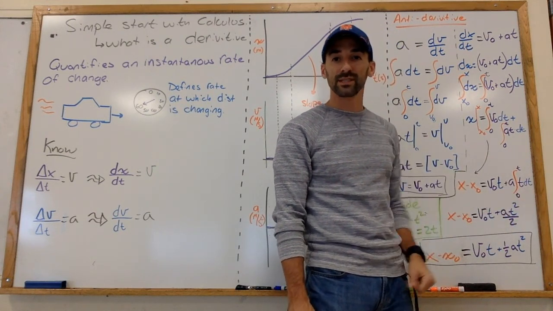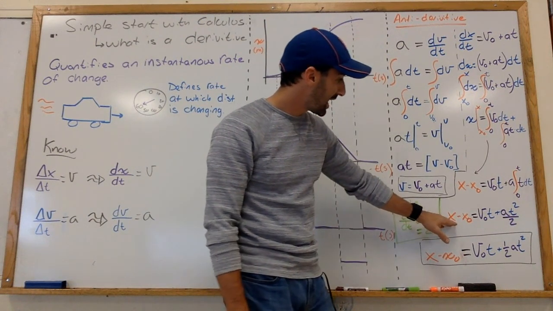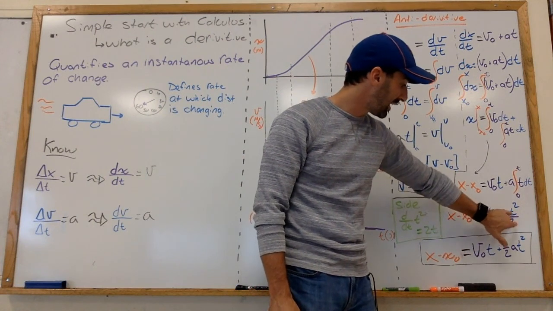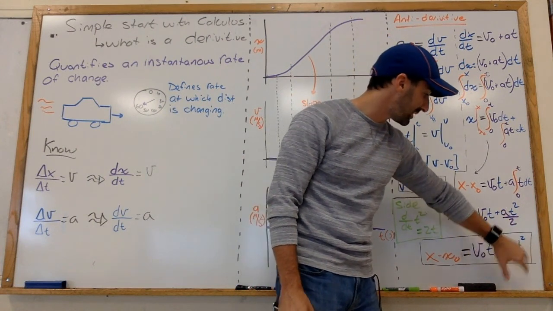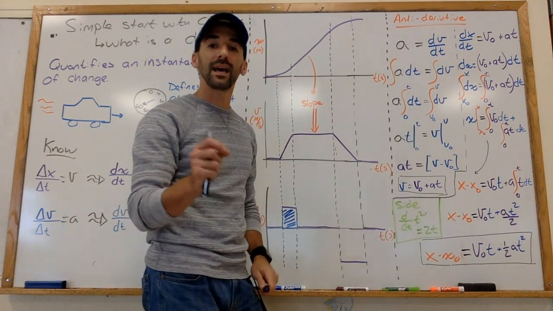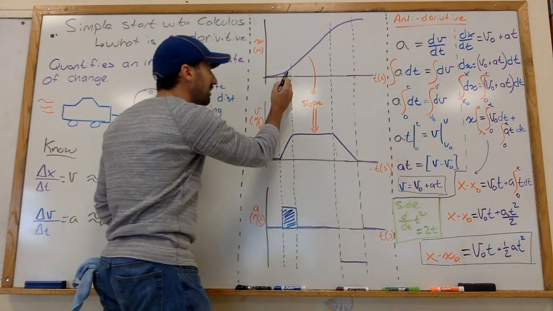Now let's rearrange to something we've seen before. x minus x naught equals v naught times t plus 1/2 a t squared. That is one of my kinematic equations. Again, what is that telling us? Let's look at this example right here.